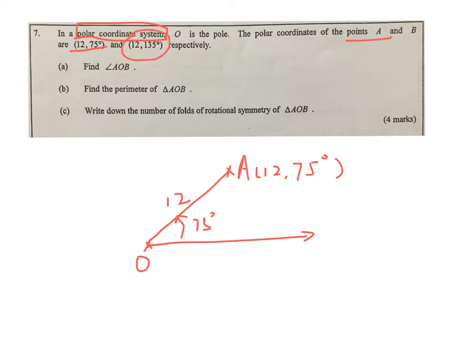Point B is 135 degrees. Therefore, you need to make an angle with the polar axis, which is 135 degrees.